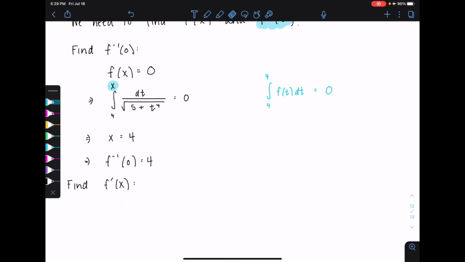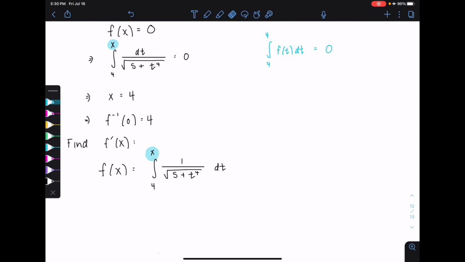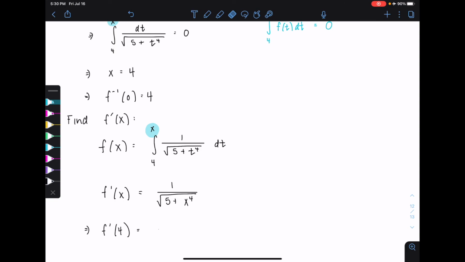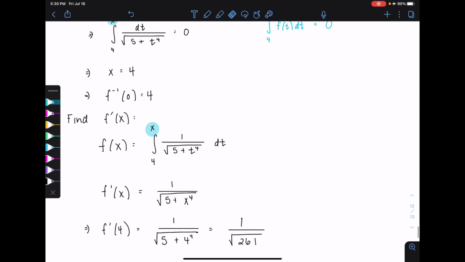So now we need to find the derivative of our function. Again, that variable x is in the limits of integration. So if I'm taking a derivative, I'm just applying the fundamental theorem of calculus. We evaluate that expression at x. So I get 1 over the square root of 5 plus x to the 4th, times the derivative of x, which is just 1. So if I plug in 4 for this, I get 1 over the square root of 5 plus 4 to the 4, which ends up being 261 under that radical.